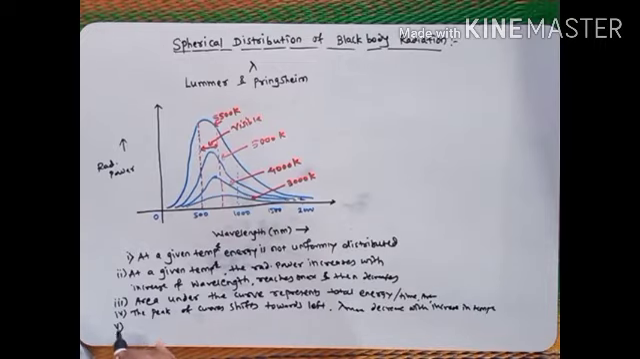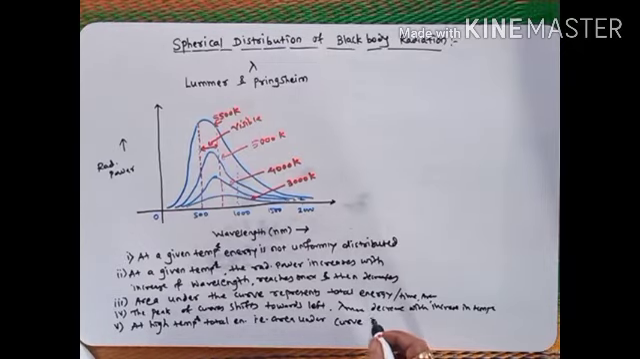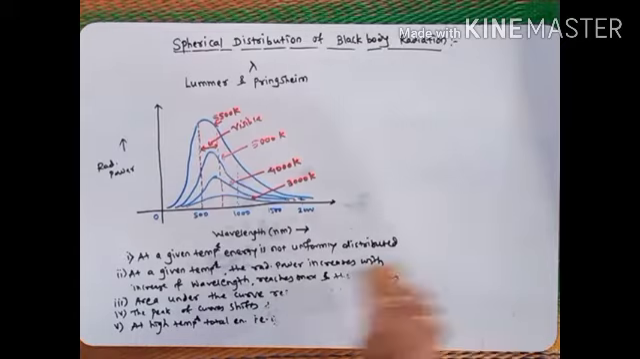Fifth point, at high temperature total energy, that is area under curve, increases. This is all about spherical distribution of black body radiation.